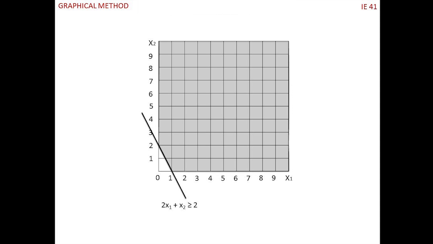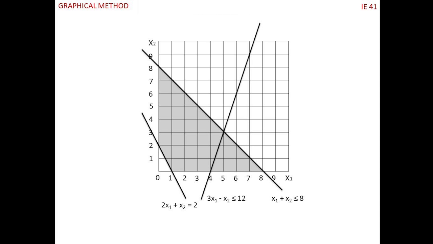Note that we've already taken the non-negativity constraint into account, so we only consider the region bounded by the positive axes of x₁ and x₂. For each additional non-redundant constraint, the feasible region becomes smaller. Doing the same procedure for the other constraints will result in this feasible region.